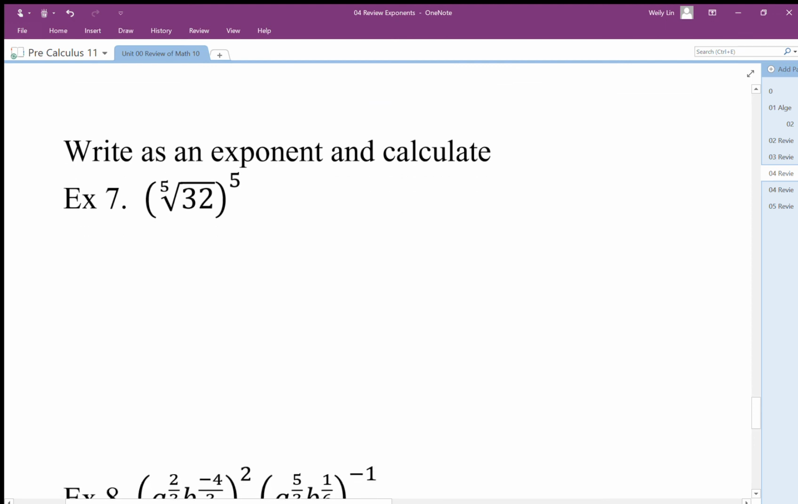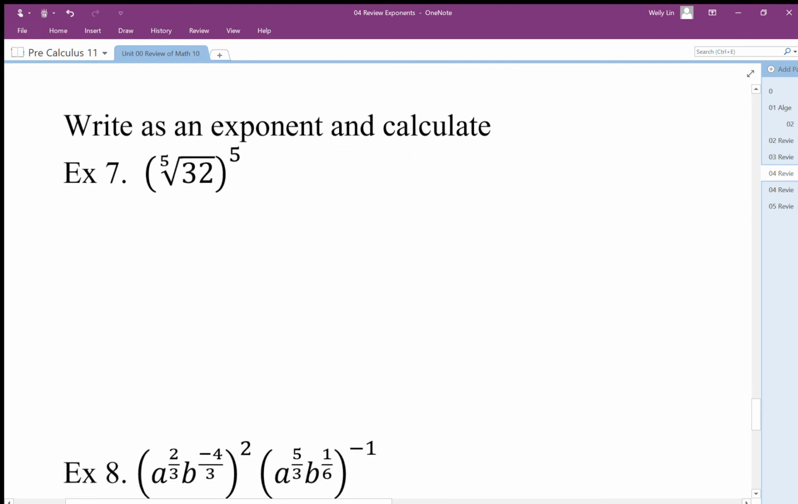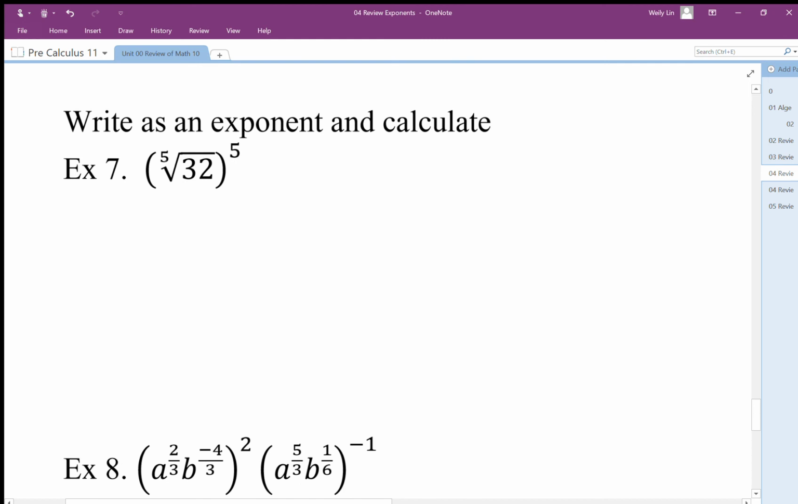So if I were to write this as an exponent and calculate, okay, well, what I know is that exponents and roots are opposites of each other. So if I have a fifth root and power 5, essentially they cancel each other out. We just have the 32 here.